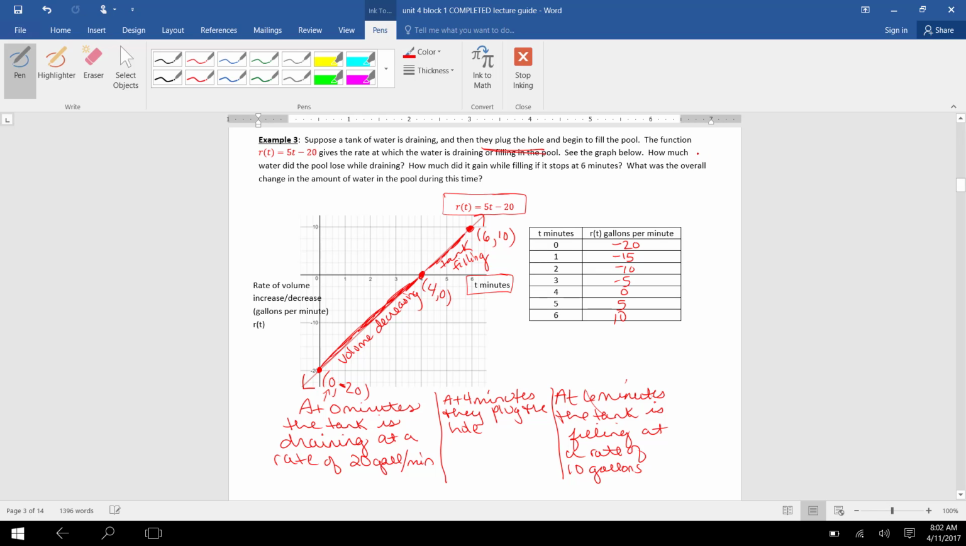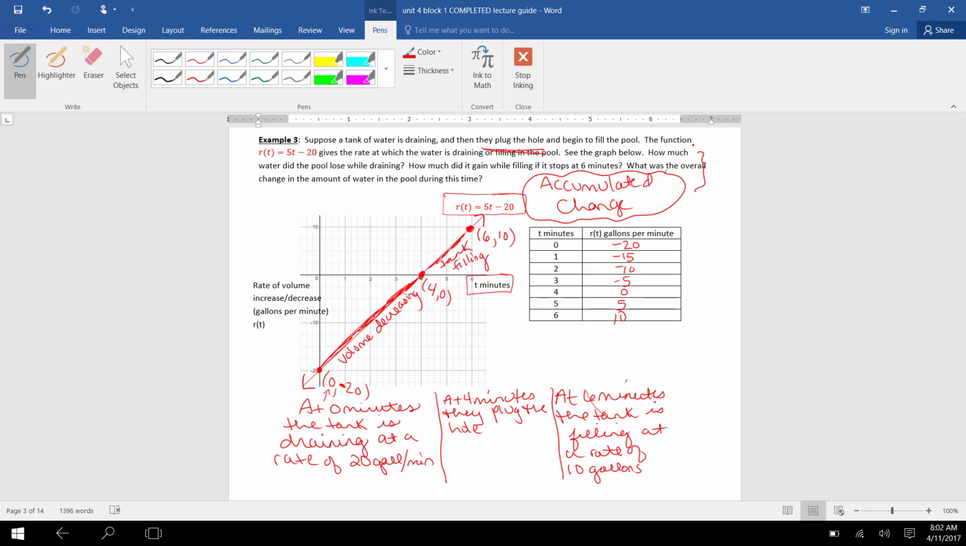Now let's go back and look at the questions that are being posed to us. It says, how much water did the pool lose while draining? So during this time span from 0 minutes to 4 minutes, how much water was lost in the pool? And then how much did it gain while filling if it stops at 6 minutes? And then we can figure out the overall change in the water. So what we are being asked about here is accumulated change. And this is what we were speaking about in our previous examples, accumulated change in our rate function.